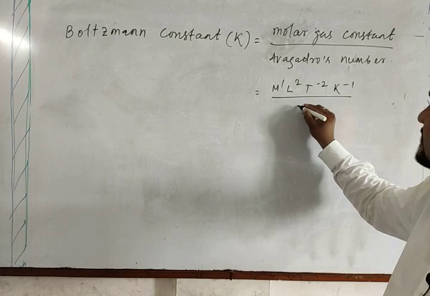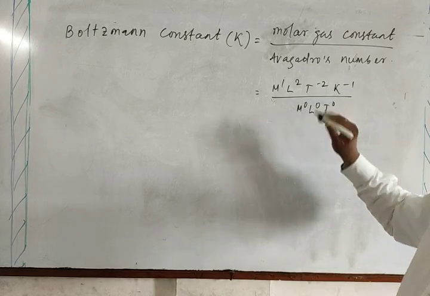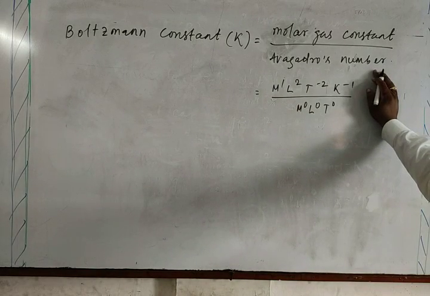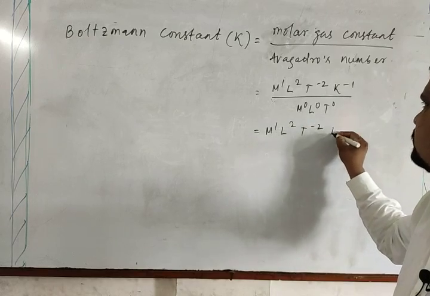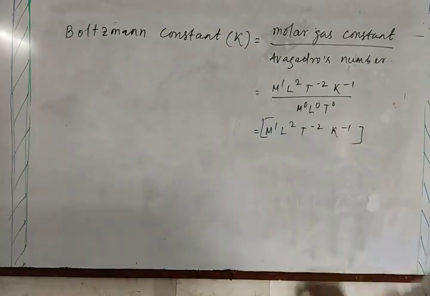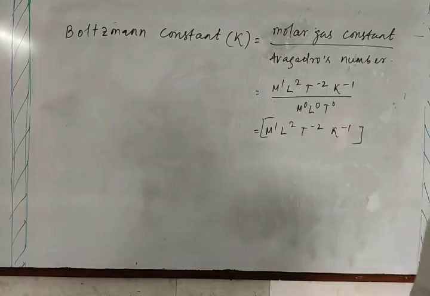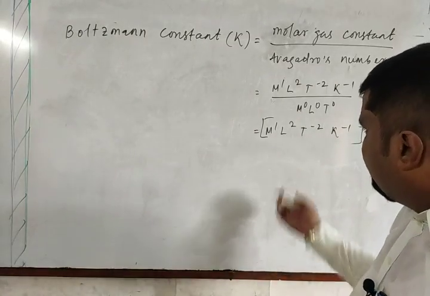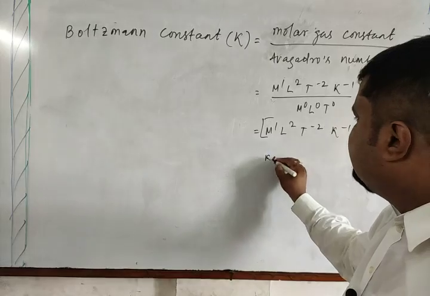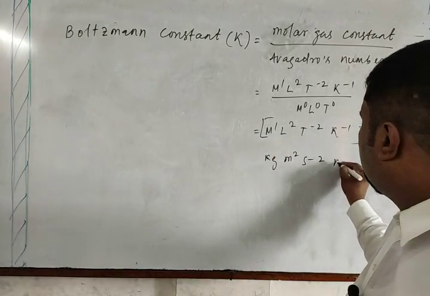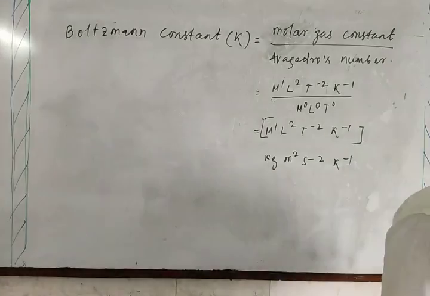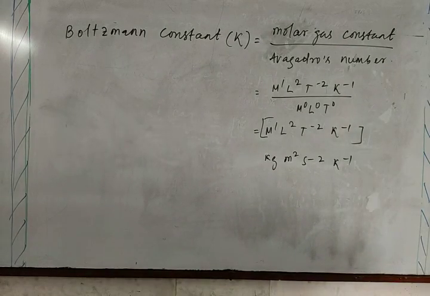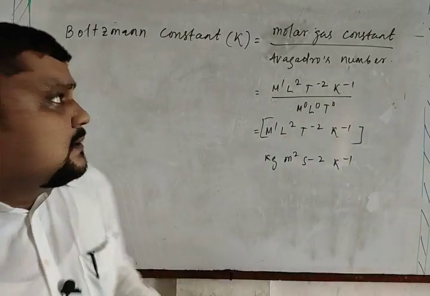Avogadro's number is a number, so it has no unit, so I can write M0 L0 T0. It is a pure number, 6.023 into 10 to the power 23. So this is equal to M1 L2 T minus 2 K minus 1. This is the Boltzmann constant. This is the dimension of Boltzmann constant. If you write the unit also, this Boltzmann constant is kg meter square second minus 2 Kelvin minus 1. Without mole, you can take this as the Boltzmann constant.